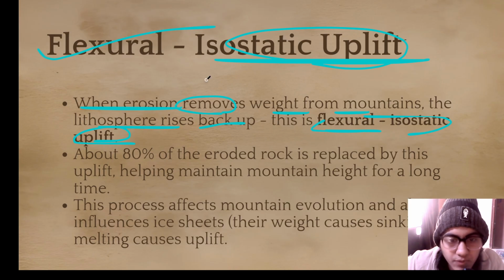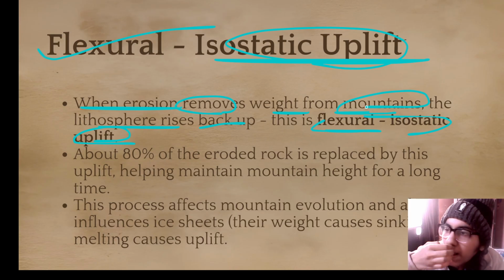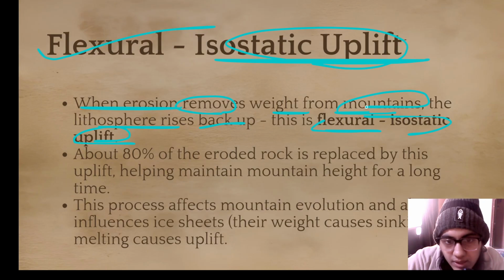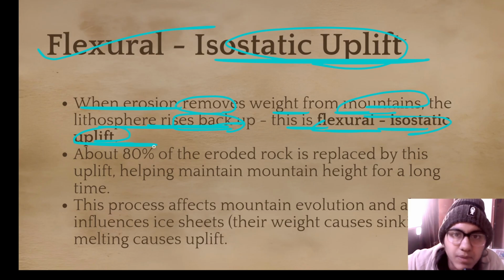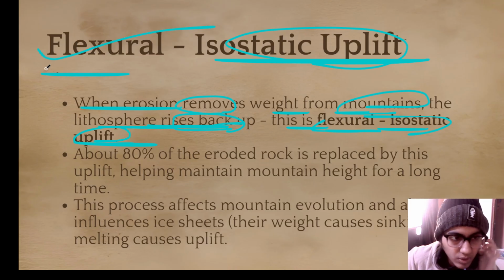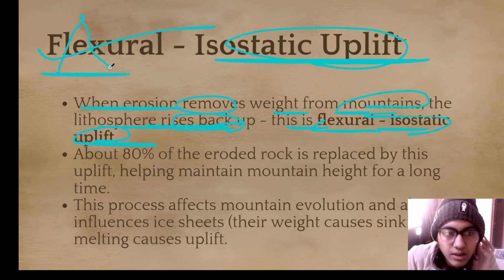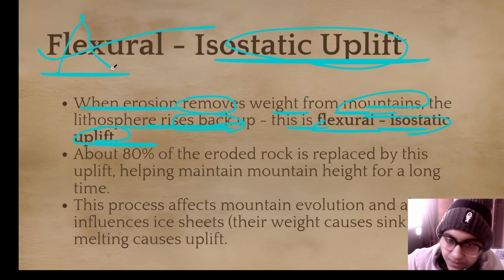Because of erosion, some weight is removed from the mountains. Because of wind, some of the rocks present on the mountains move away. The lithosphere rises back. The weight of the mountains reduces, and the lithosphere also rises because of the decrease in the weight of mountains. So this is called the flexural isostatic uplift.